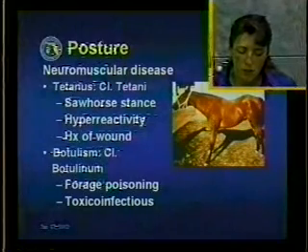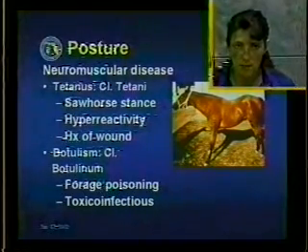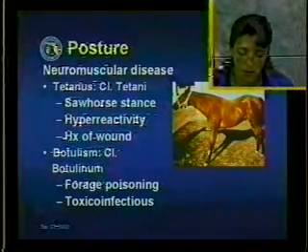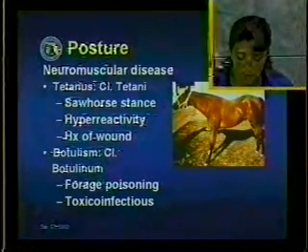Other changes in posture can be caused by neuromuscular diseases, and some of the most common neuromuscular diseases in horses are tetanus and botulism.